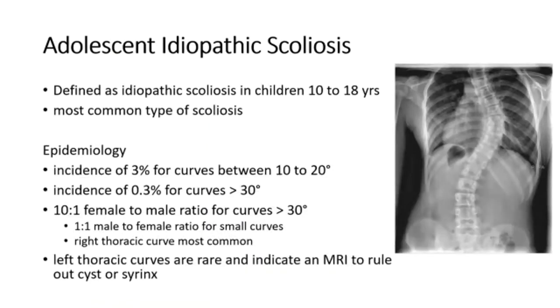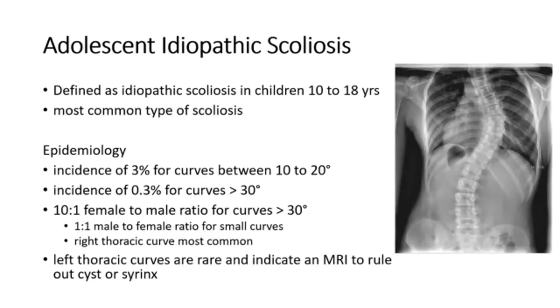But let's concentrate on the adolescent idiopathic scoliosis that we are going to talk about today. It's the idiopathic scoliosis in children from 10 to 18 years. And it's the most common type of scoliosis. The incidence is 3% for curves between 10 to 20, 0.3% for curves more than 30. So the severe cases are less frequent, thank God.